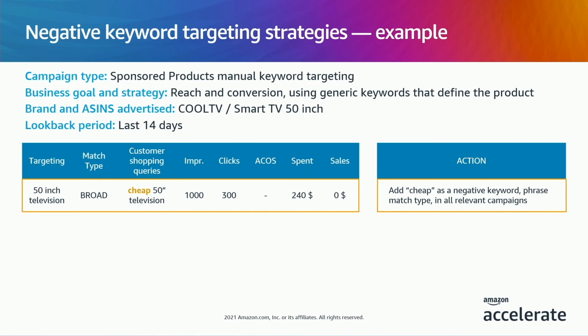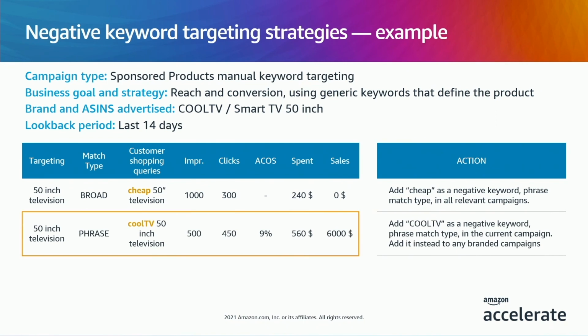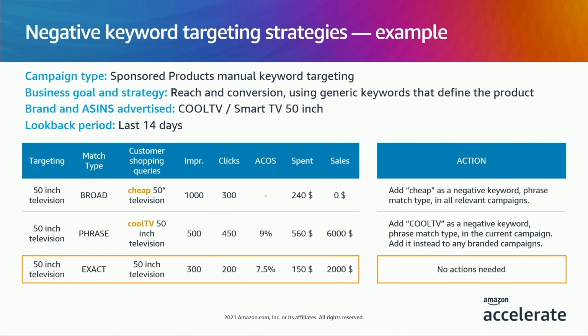relevant sections. Scenario 2. In this scenario, the branded term Cool TV is matching with generic keywords, which can make it difficult to differentiate the performance of both campaigns. In this case, Cool TV should be added as a negative keyword in the generic campaign and added instead as a keyword in your branded campaigns. Then scenario 3. In the third scenario, the keywords 50-inch television are performing well, and there's no deviation from the objectives of this campaign. In that case, there's no actions needed.